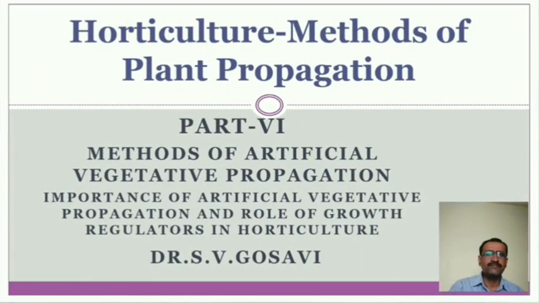Good morning students. Today our topic is the horticultural method of plant propagation. It is the last part of this chapter, and in this part, on the method of artificial vegetative propagation, we learn about two main points: first, the importance of artificial vegetative propagation, and second, the role of growth regulators in horticulture. Let us see one by one what they are.